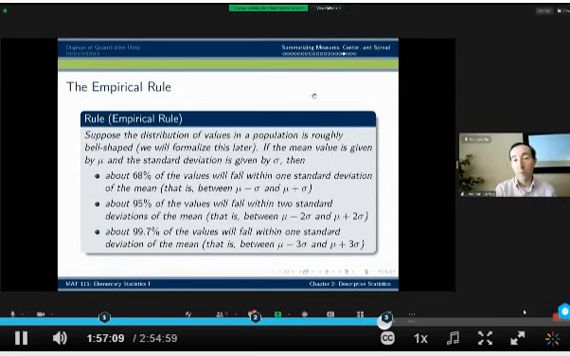The first is the empirical rule. The empirical rule only applies to a distribution that is roughly bell-shaped. So think of it as unimodal and symmetric. If you've ever seen the normal curve or the bell curve, as they're often called, a distribution that looks roughly of that shape can have the empirical rule apply.